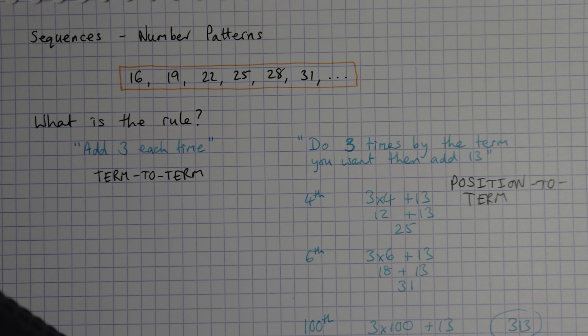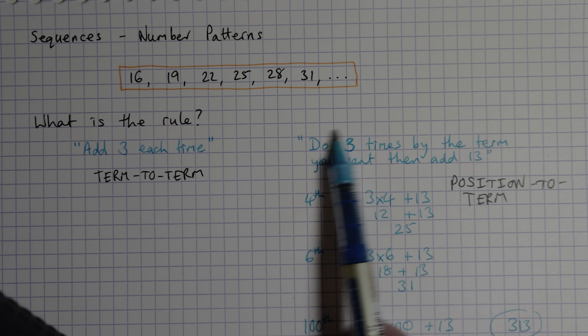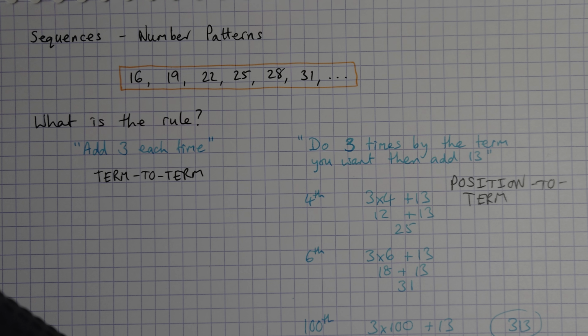Okay. Now it turns out that there is, in general, a little rule, a formula that allows us to work out this kind of thing. I told you the answer here. I said, oh, by the way, the rule is, do 3 times the term number, then add 13. But where has that come from?